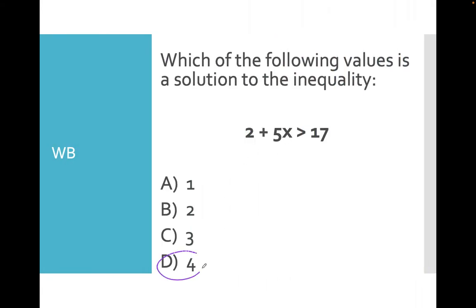If you said 4, you are correct. If I plug in 1, 2, or 3, 1 and 2 would give me answers that are less than 17. 3 would give me exactly 17, but I don't want 17. I want it to be greater than 17. So 4 is the only one that will make my answer greater than 17.